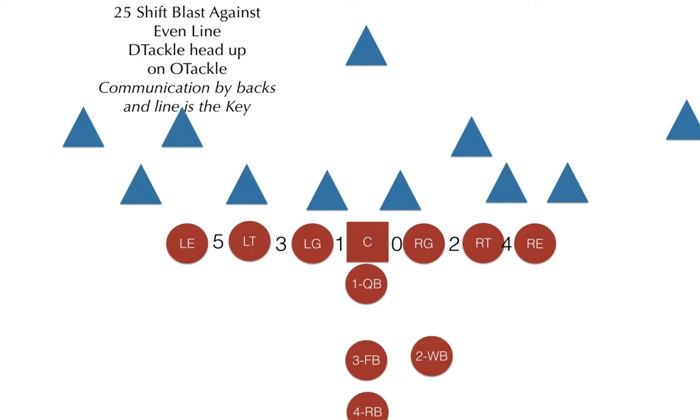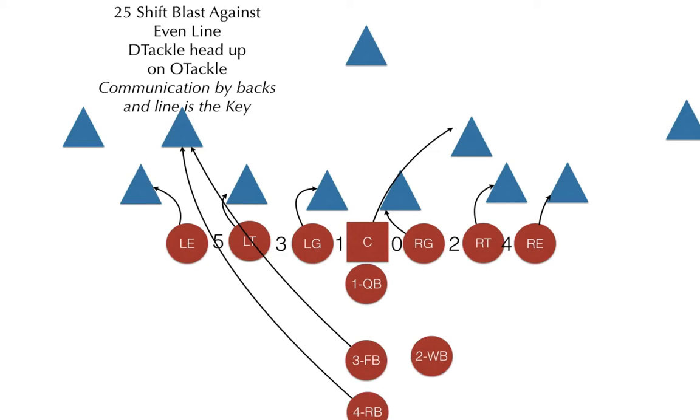Okay, here it is, a 25 shift. We're going to go back the other way out of the power I right, and we're going to go to 25 back to the other way. Here's how you block that. It's exactly the same, but just to the other side. The left tackle gets the number one down lineman on the left side. So if this defensive lineman was moved out, the left tackle would go out and get him. And the linebacker would, of course, come back in.